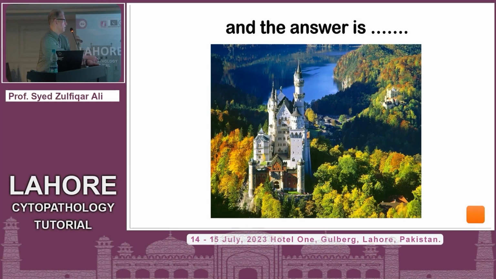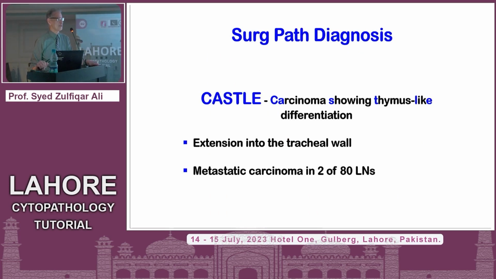Yeah, you see a beautiful river. This is Schwenstein Castle. So you see the beautiful river. You see these trees in autumn, the foliage. And then you see this castle. So what is the answer? It is the castle. So carcinoma showing thymus-like differentiation.